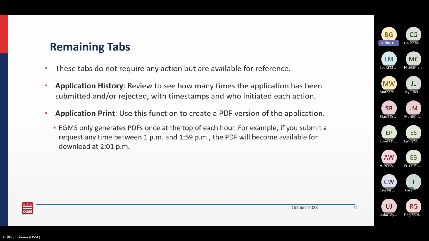So sometimes folks like to request a PDF prior to submission just to read through all of their responses one more time. Or you might choose to print a PDF before you begin if you prefer to read a printout or a PDF of the application rather than clicking through all of the tabs. And eGMS only generates PDFs at the top of each hour. So if you submit a request for an application print anytime between 1 and 1:59, for example, the PDF will become available for download around 2:01. So just be mindful of that if you're requesting a PDF print.